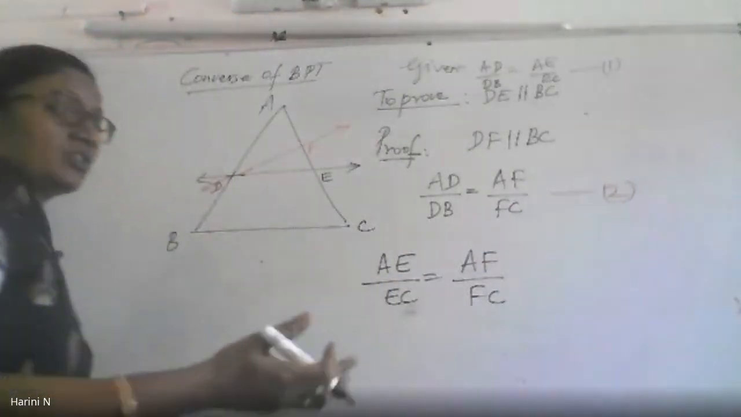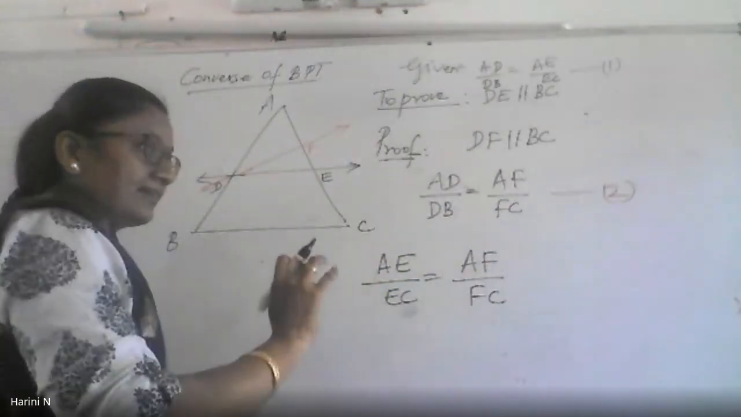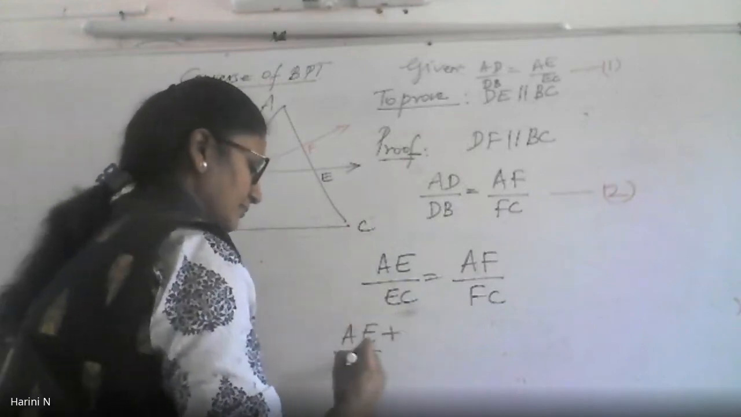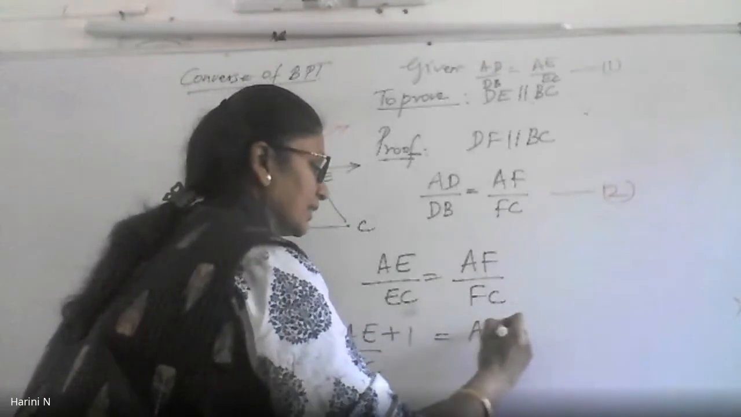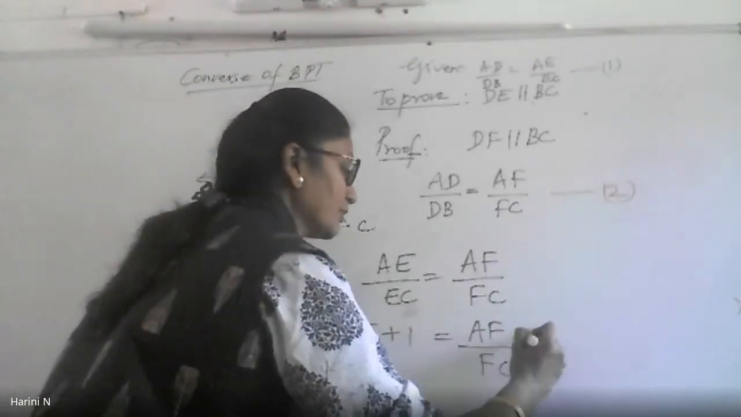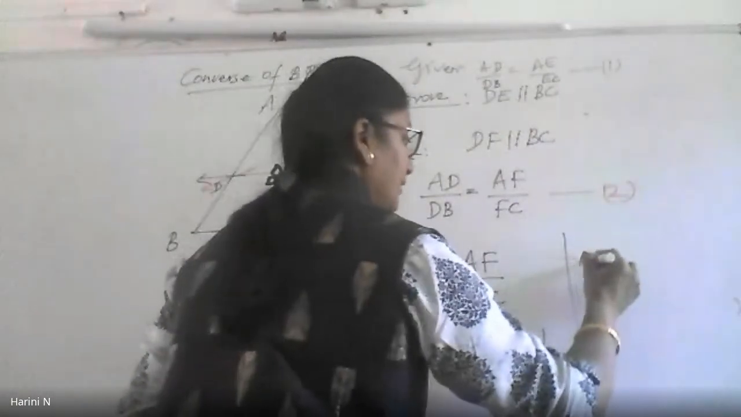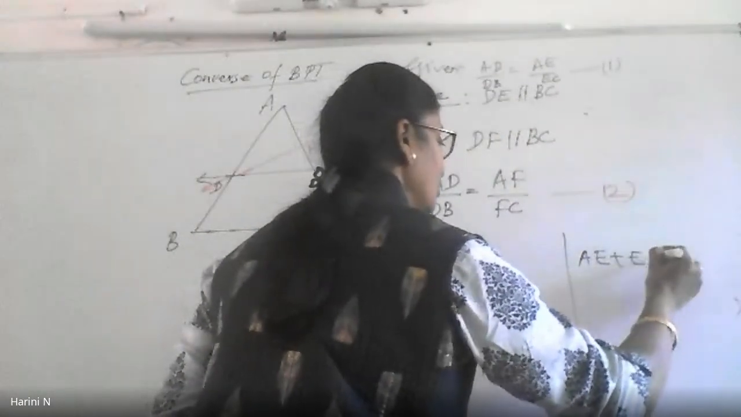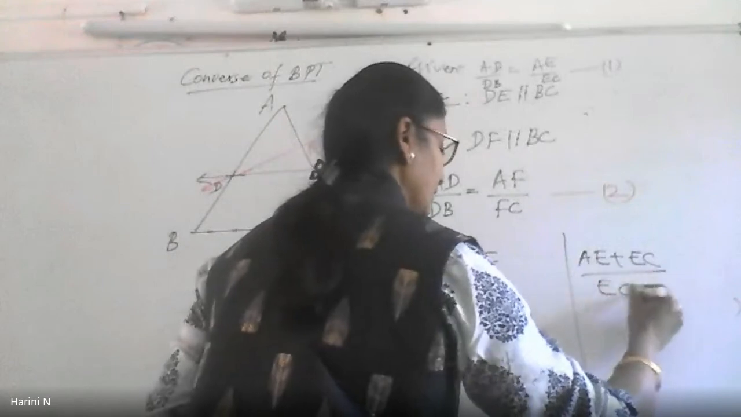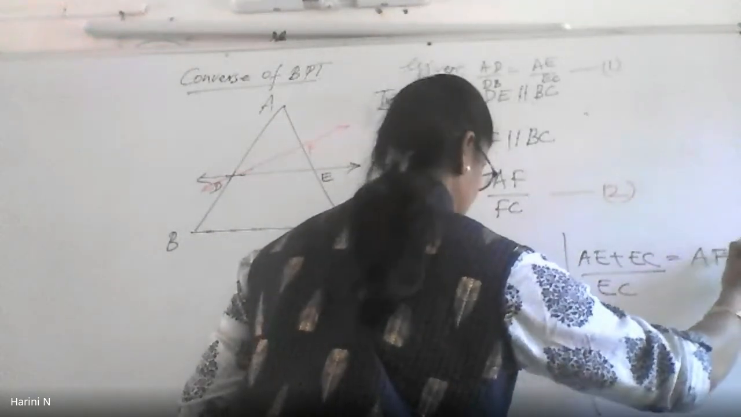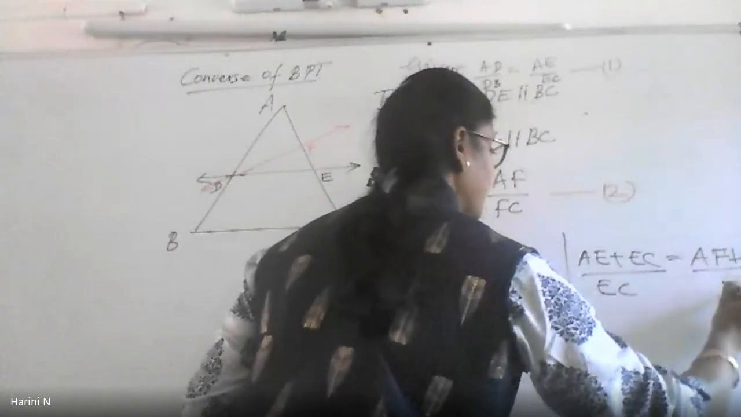So what she did was to show you that the numerators are the same. She is adding 1 to both the sides, so that there is no change in the value of the equation. So when this was done, you got AE plus EC whole divided by EC is equal to AF plus FC divided by FC.